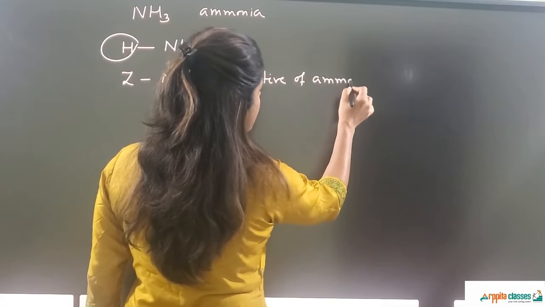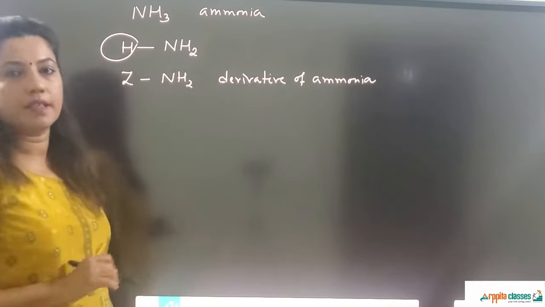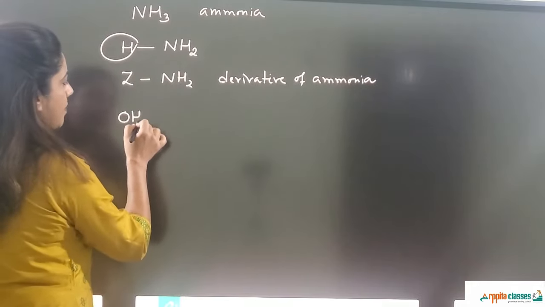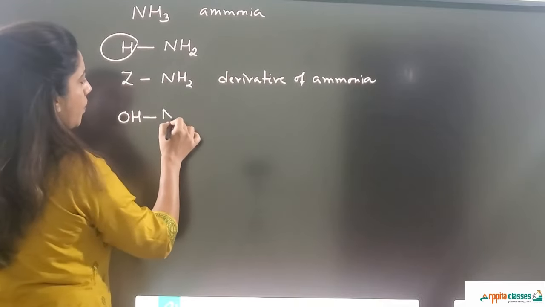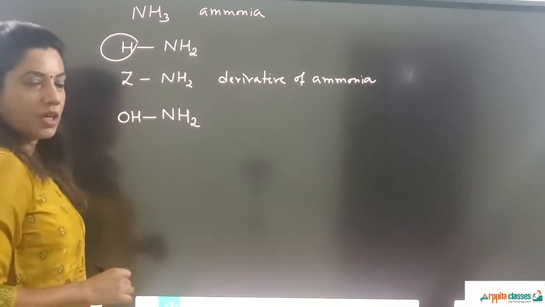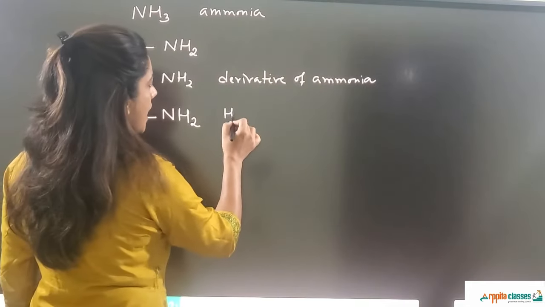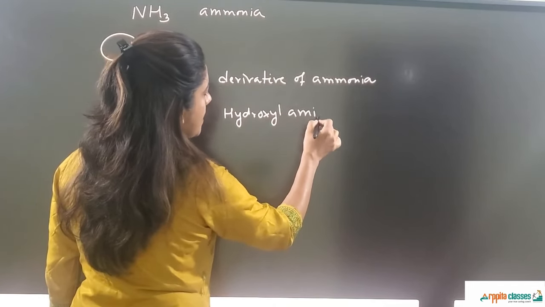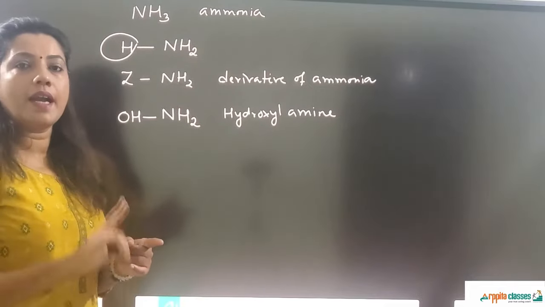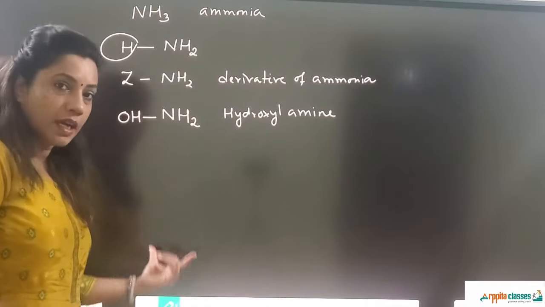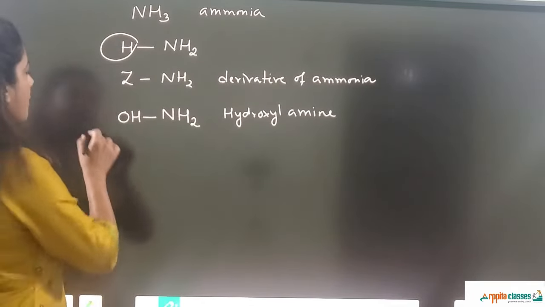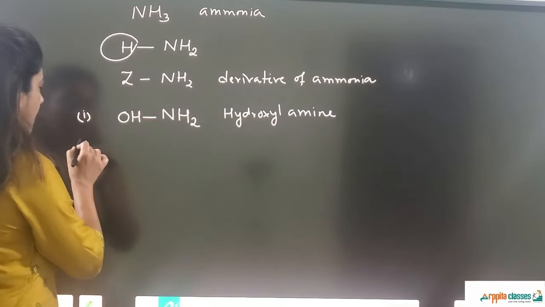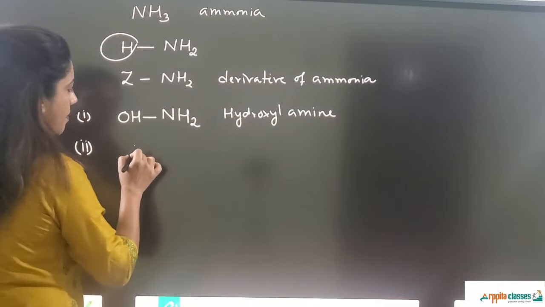Now by which group it is substituted, according to that the name of the compound will be. For example, if this Z is OH, that means the hydrogen is substituted by OH. We get NH2OH. NH2OH is called hydroxylamine. So basically we'll see the reaction of aldehydes and ketones with these derivatives. Among these derivatives, the first one is hydroxylamine. The second one is where Z is now substituted by NH2 group.